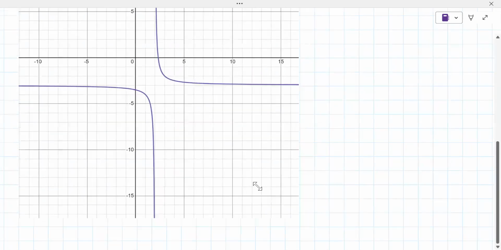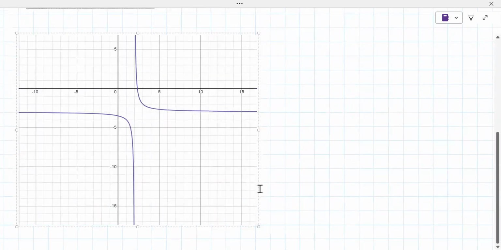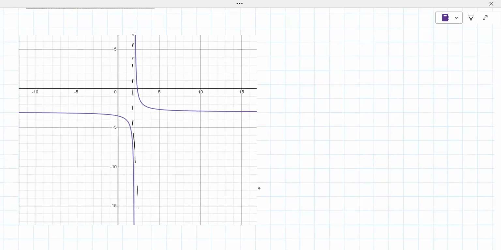Here's the sketch of this graph, and you can see there's a vertical asymptote, there's a horizontal asymptote, there's a y-intercept, there's an x-intercept. There is no extrema, no mins or maxes, no point of inflection. You might be asking me about concavity: concave down over here on the left, concave up over here on the right.